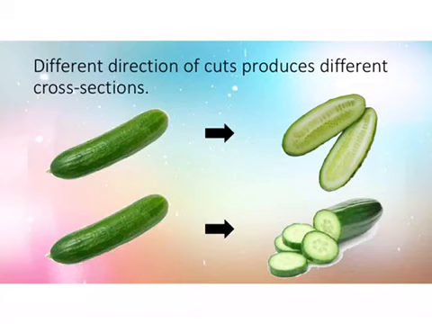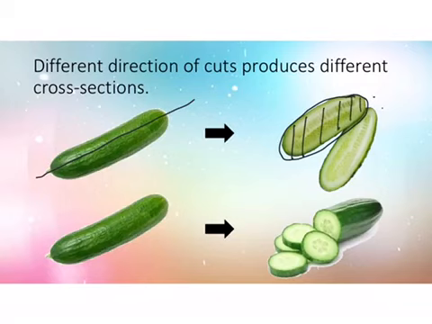Now let us consider a cucumber. What are the different ways that we can cut a cucumber? For example, if you were to cut a cucumber in half in the following direction, we will be able to get two halves of the cucumber. And where is the cross-section? The cross-section will be this plane, this lateral face, where this is the cross-section.